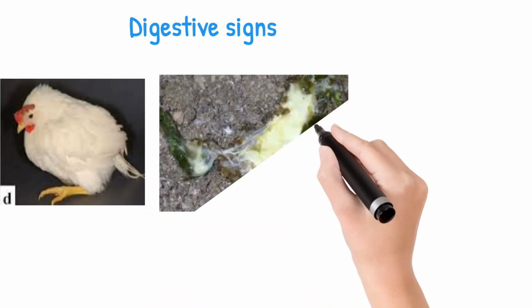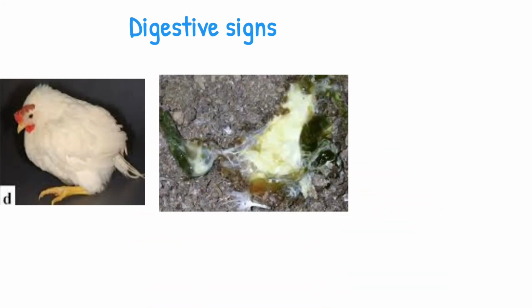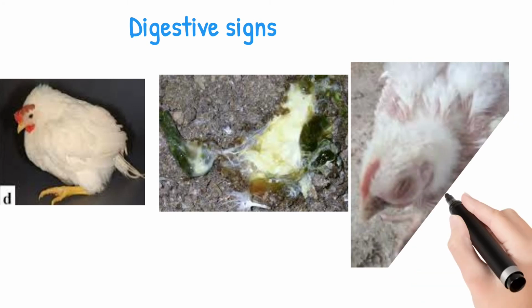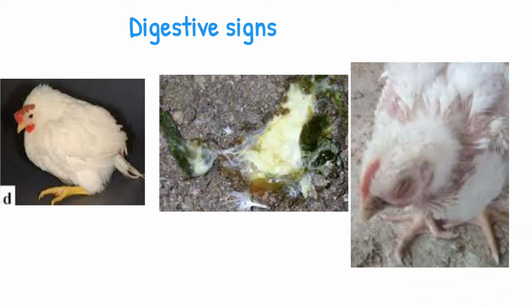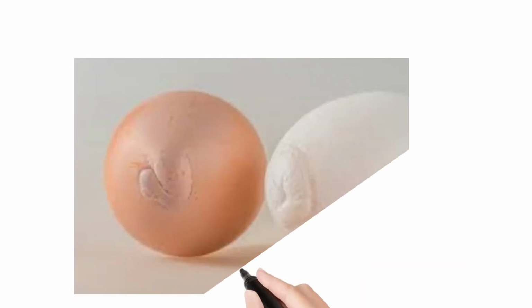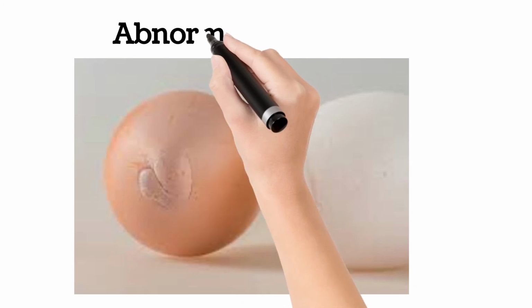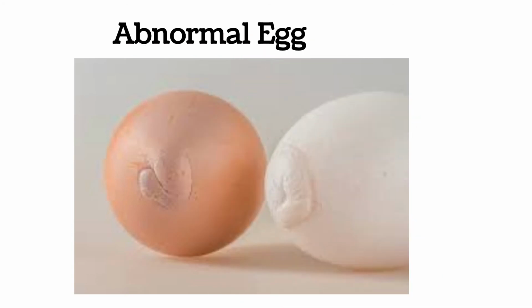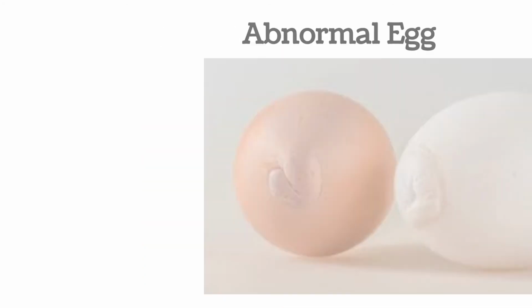Digestive signs with depression, watery greenish diarrhea, and swelling of the tissues of the head and neck are typical of the most virulent form of the disease, viscerotropic velogenic Newcastle disease, although nervous signs are often seen, especially in vaccinated poultry. Varying degrees of depression and inappetence are seen. Partial or complete cessation of egg production may occur. Eggs may be abnormal in color, shape, or surface and have watery albumin.